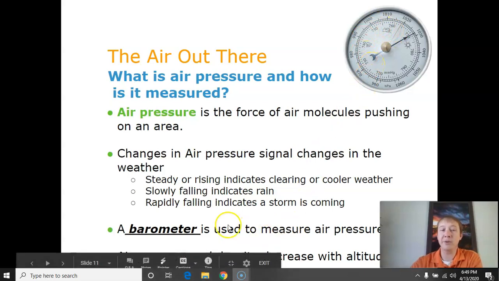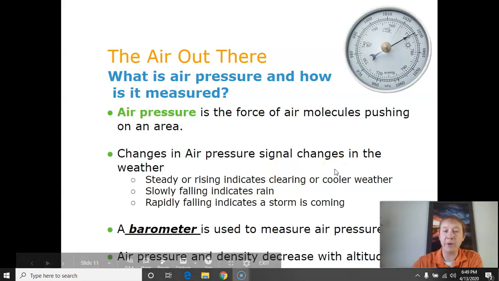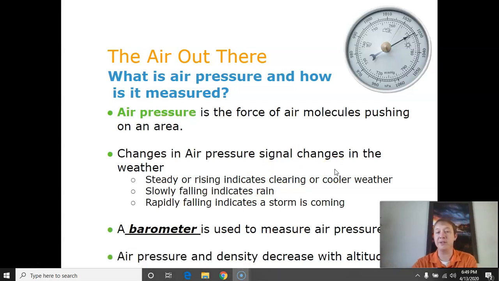Remember from the atmosphere unit, air pressure and density tend to decrease with altitude. As you go higher into the atmosphere, the air pressure is naturally going to decrease.